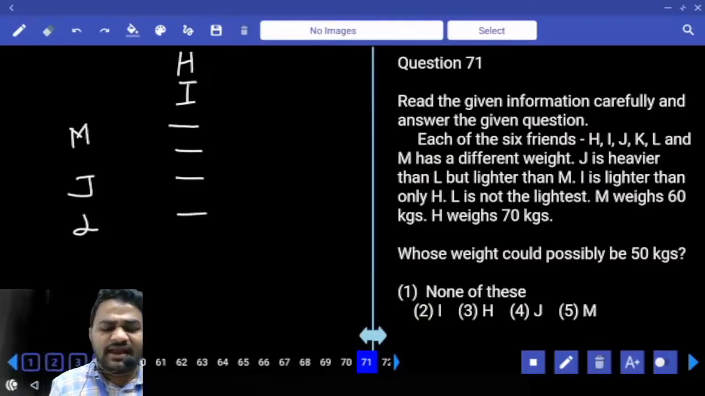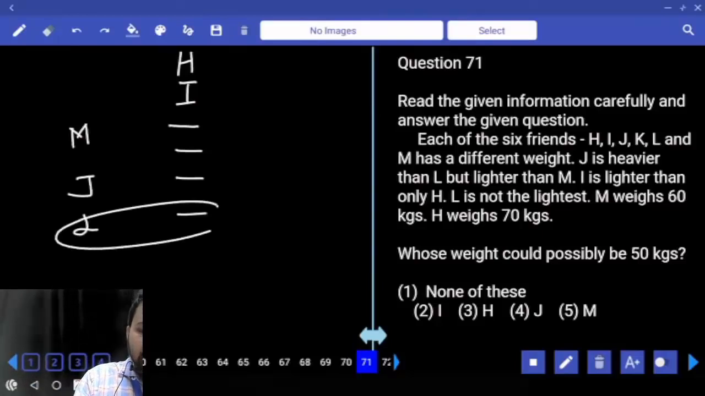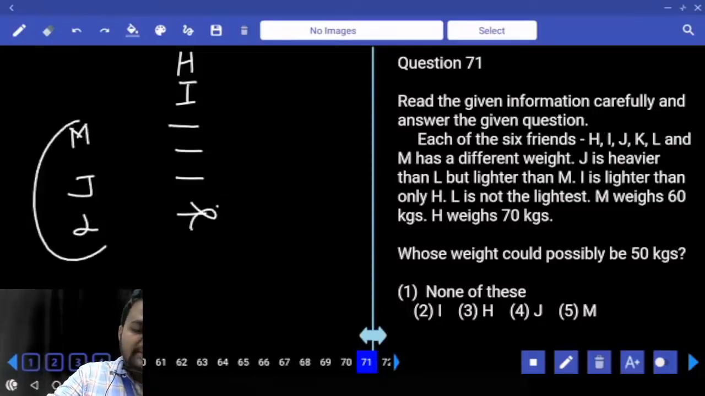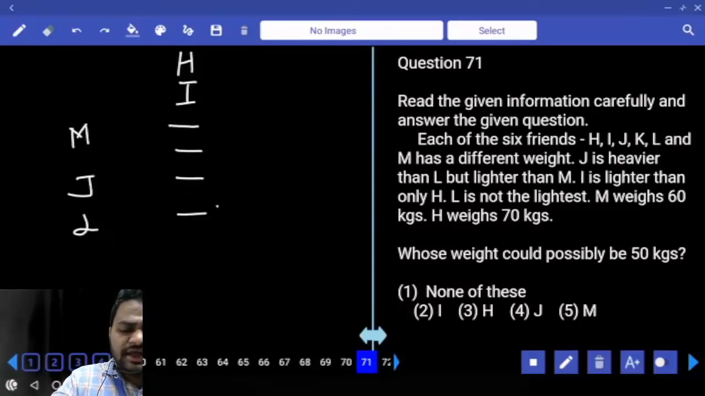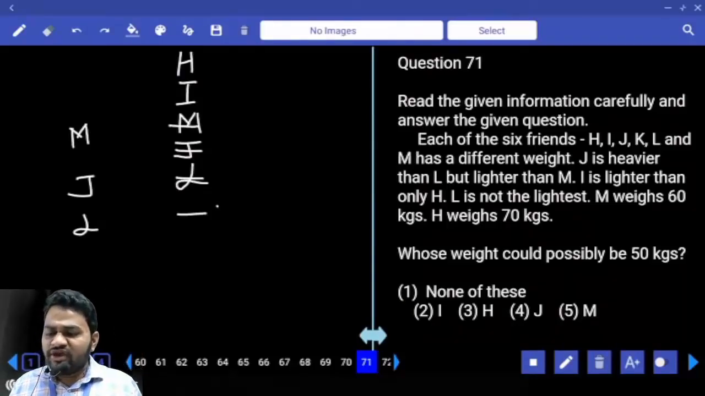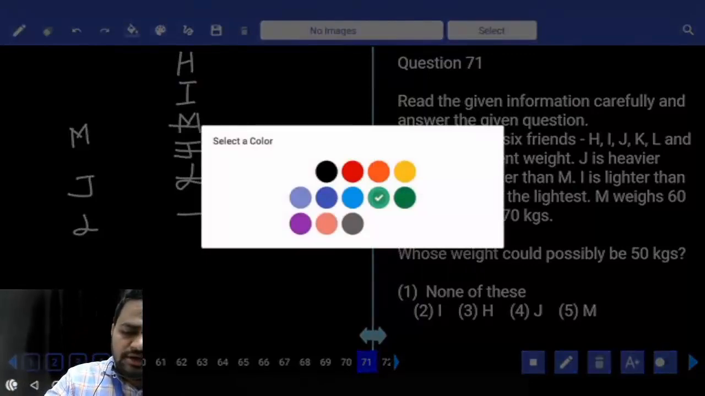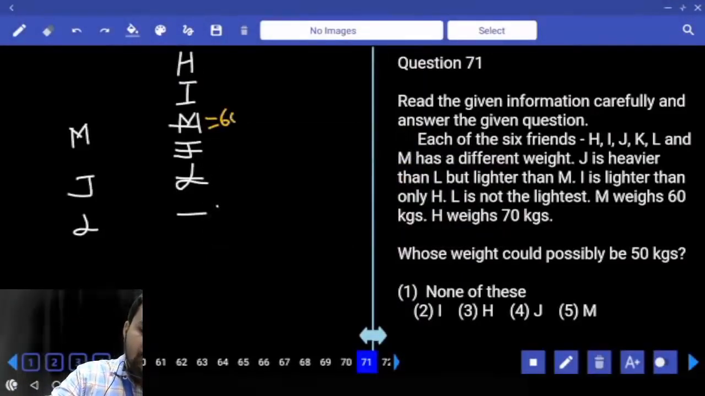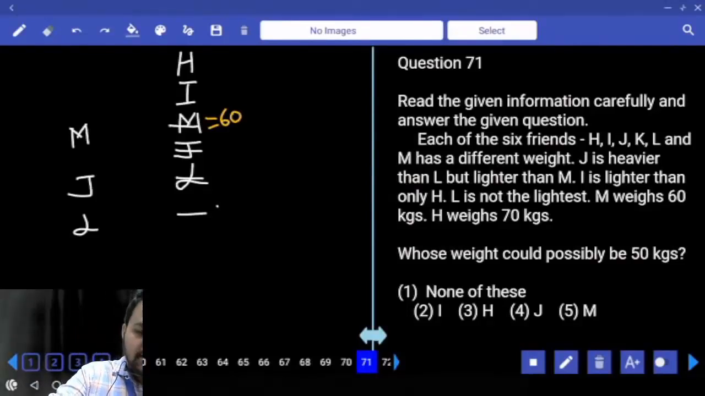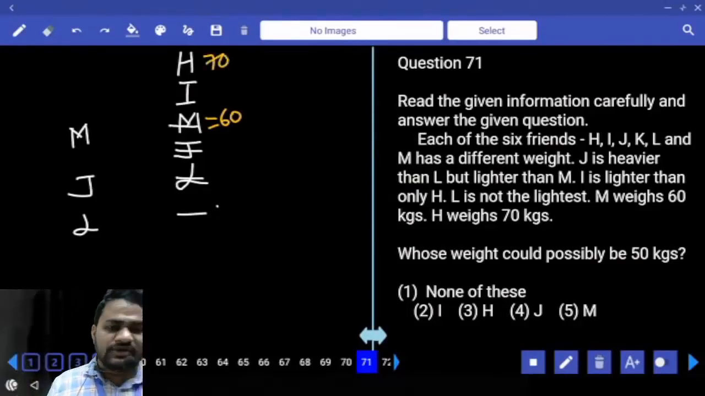Next, L is not the lightest. When L is not the lightest, so you cannot place L here. Other than this position, to place M, J and L, this is the same order like M, J and then L. Next, M weighs 60 kgs. So M's weight is clear that 60 kgs. H weighs 70 kgs. That is maximum as well.